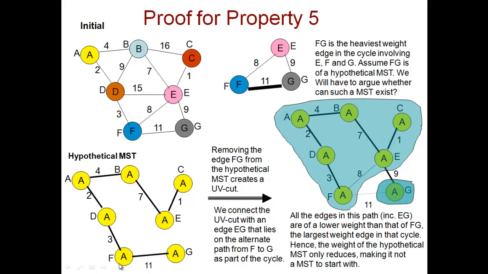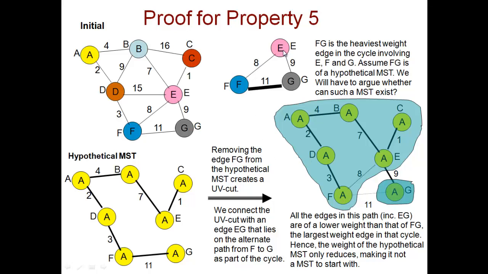If there's a cycle involving F and G, a cycle means there is an alternate path between any two vertices. There's not just one path between any two vertices. In a cycle, you have alternate paths. So from F to G you have this direct edge, and there's an alternate path from F to G through E, like this: F, E, G. Now one of the edges in that alternate path should cross the cut, because you remove the edge FG from the spanning tree and create the cut on the two components like this.